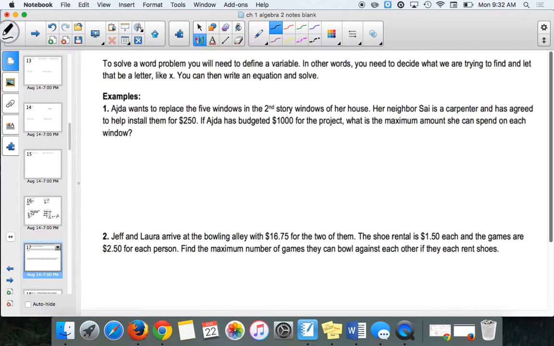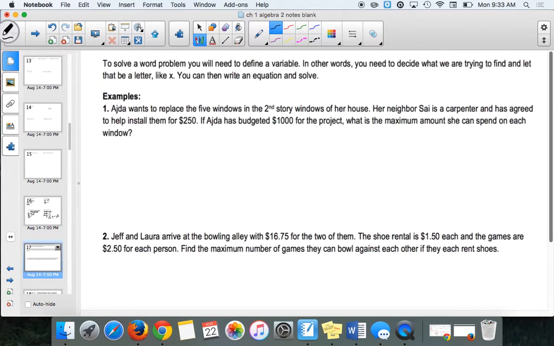All right, and then word problems. So it says to solve a word problem, you need to first define a variable. So we'll be doing more word problems in section 1.7, but we're going to do a few here. In other words, you need to decide what we're trying to find, and usually that's going to be your variable, like an x or whatever. So then you can write an equation and solve.